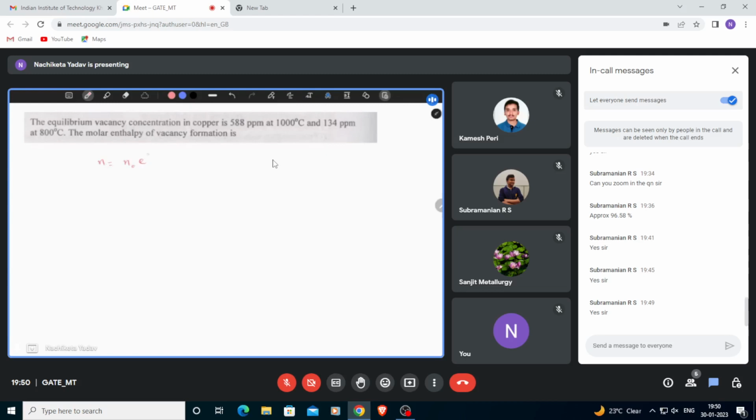N naught e to the power minus H by RT. You just change the temperature to Kelvin, and here it is asking for the molar enthalpy of vacancy formation. So you have to calculate this H value. From here you can find out the H value. This is the equilibrium concentration. You will find nearly 83.97 kilojoule per mole.